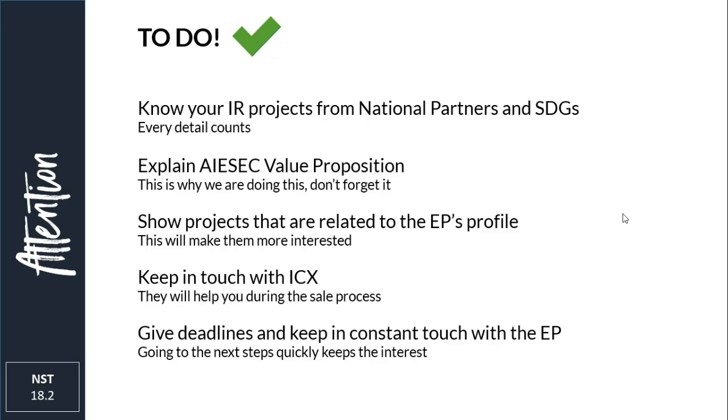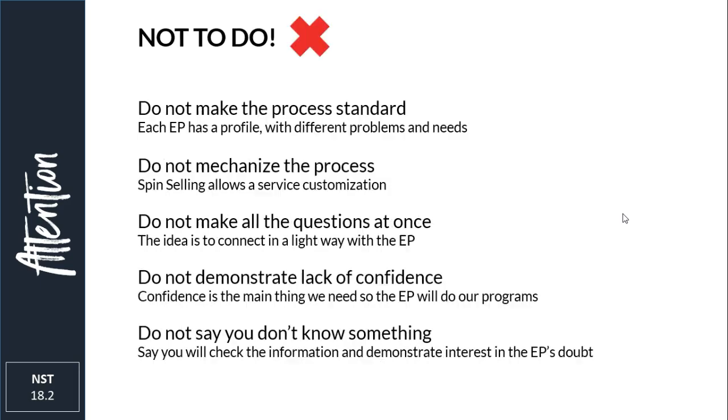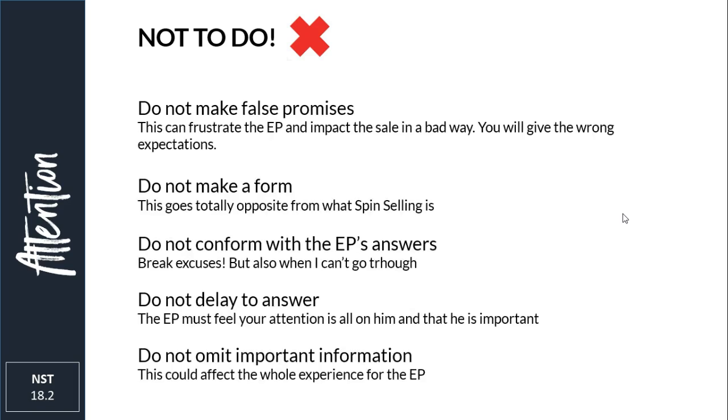If you talk a lot with them, they will keep the interest, and give clear deadlines so this process won't take too long. And some tips of what not to do: do not make the process standard, because each EP has a profile and it makes no sense to do the same thing for all of them. Do not mechanize the process, do not ask all the questions at once, as I said before, do not demonstrate lack of confidence. Do not say you don't know something. Even if you don't know, say that you will check the information or that you will talk to your VP. Do not make false promises.